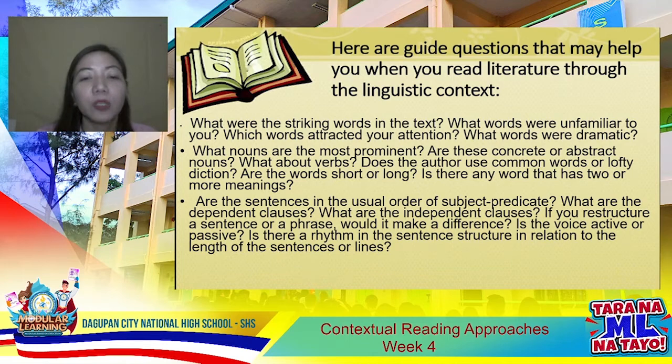Are the sentences in the usual order of subject predicate? What are the dependent clauses? What are the independent clauses? If you restructure a sentence or a phrase, would it make a difference? Is the voice active or passive? When we say active voice, the subject does the action and the passive voice is the opposite of it. Is there a rhythm in the sentence structure in relation to the length of the sentences or lines?